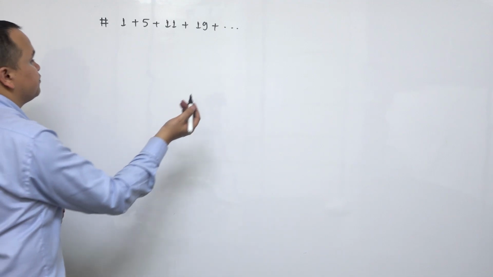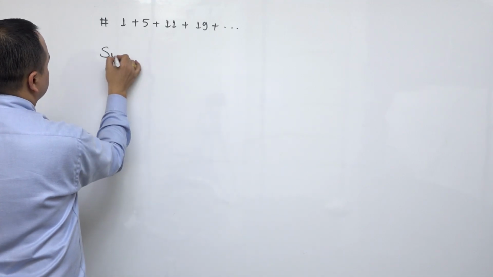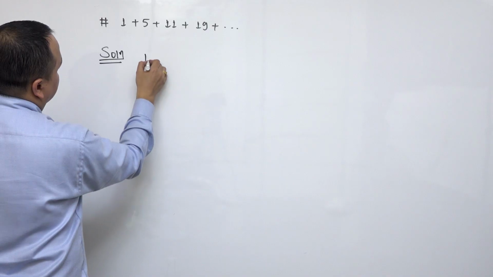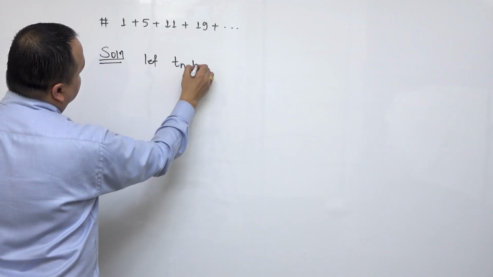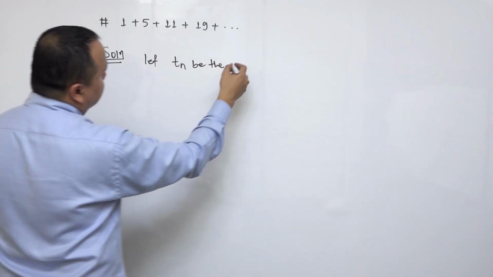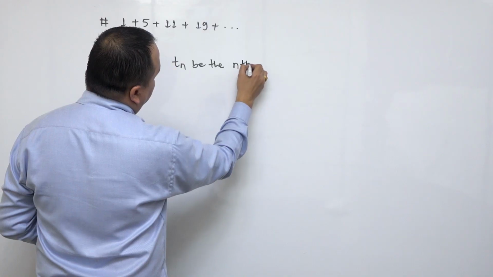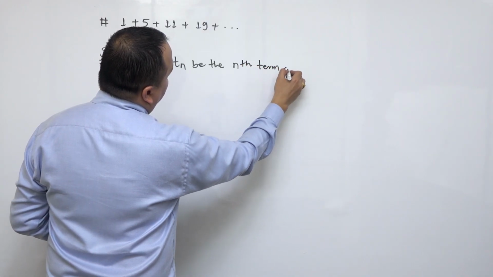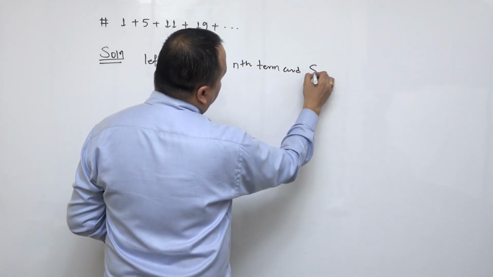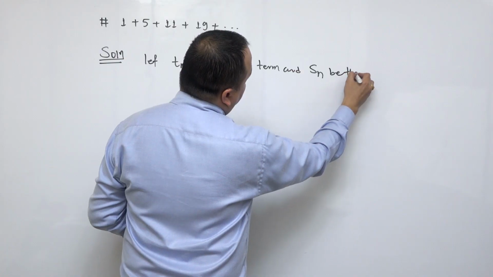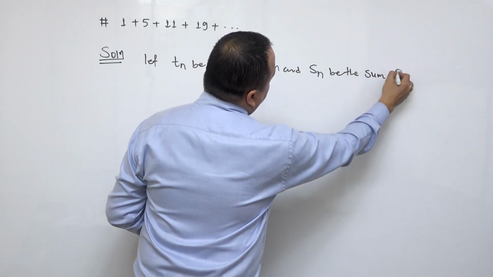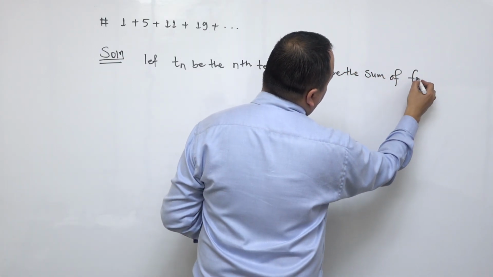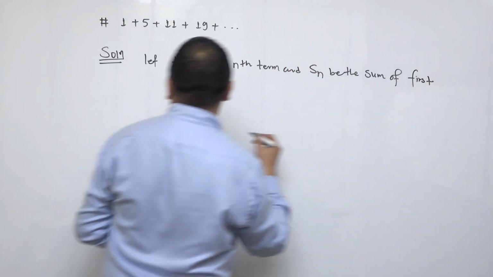Now, its solution. Let Tn be the nth term and Sn be the sum of first n terms.